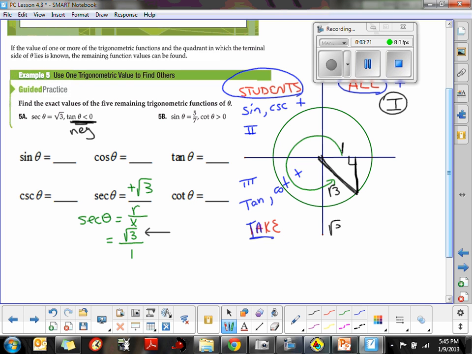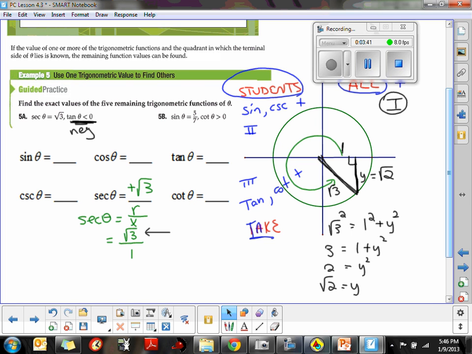So we know that the square root of 3 squared is going to have to equal 1 squared plus the value of y squared, whatever that is. So that is going to be 3 equals 1 plus y squared. That means y squared is equal to 2, which means y is equal to the square root of 2. So now the y value has the value of square root of 2. Now we should be able to answer all the remaining trig questions, but remember, I'd better put this in here so I don't forget as well.